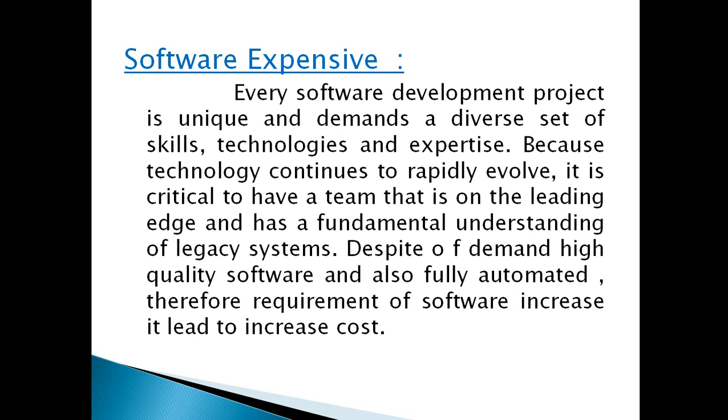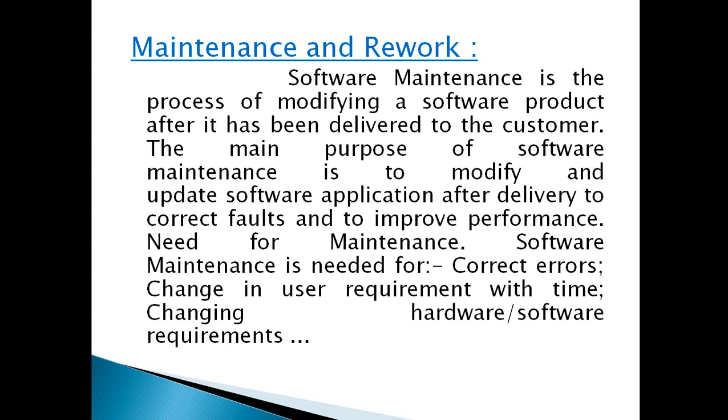Okay, we go to the next topic, maintenance and rework. You look at the screen. Software maintenance is the process of modifying a software product after it has been delivered to the customer. The main purpose of software maintenance is to modify and update a software application after delivery to correct faults and improve the performance. Need for maintenance: software maintenance is needed to correct errors, for changes in the user requirement with time, and for changing hardware or software requirements. Here, what is maintenance?